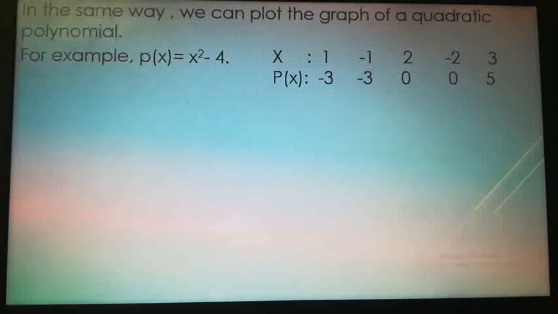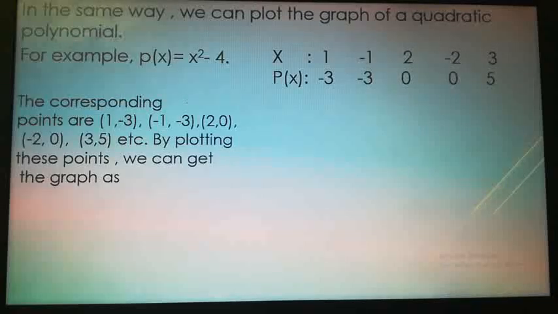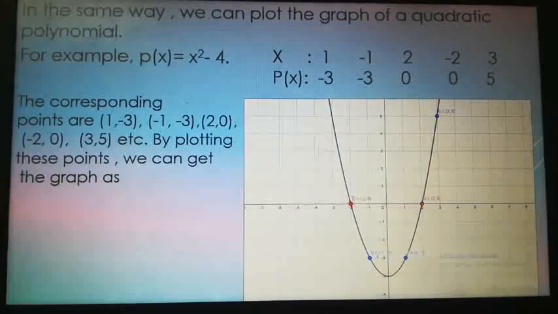Now the ordered pairs that you get from this example are: ordered pair (1, negative 3), ordered pair (negative 1, negative 3), ordered pair (2, 0), ordered pair (negative 2, 0), and ordered pair (3, 5). So we can plot these points on the Cartesian coordinate system. See, these points are plotted: (1, negative 3), (negative 1, negative 3), (2, 0), (negative 2, 0), (3, 5), etc.